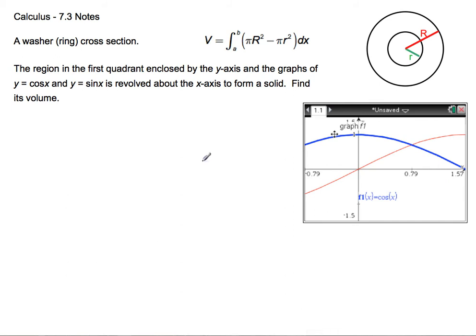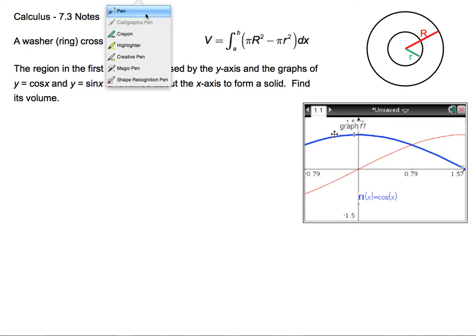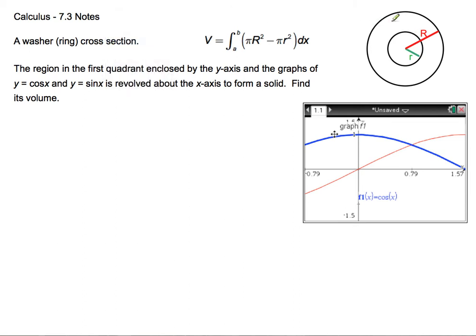So let's say we've got a washer cross section now, or a ring cross section. It's still the same thing, but we're looking for the area of the actual washer part. So we're looking for the area of this part right here. Okay, we're looking for that area in there. And how do you do that? Well, you have to find the area of the big minus the area of the little, and that's this integral right here. So it's still the same exact thing.